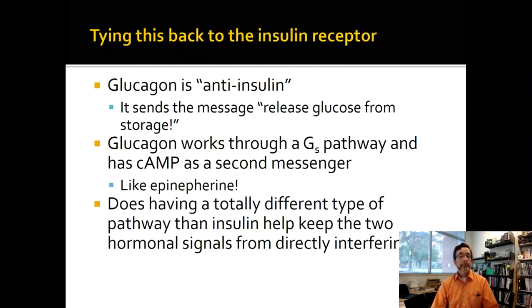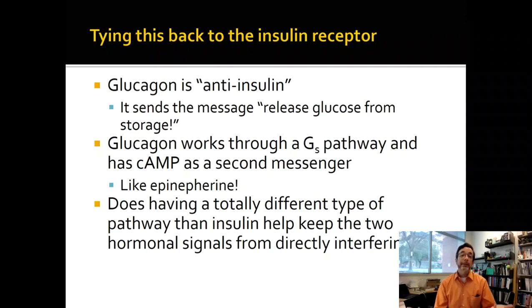So if you go back to insulin receptor, you actually have a glucagon that is an anti-insulin. This is an inhibitor of the insulin receptor, and it sends the message release glucose from storage. Now, glucagon actually is a G protein. It actually works through a GS pathway, and it has cAMP as its second messenger. So that shows you that these different kinds of pathways can sometimes work together. Glucagon acts like a GI to anti-insulin, but because insulin itself is not a GI or a GS kind of pathway, it instead uses a GS pathway and it wires it differently. It wires it so that it turns off the insulin pathway.